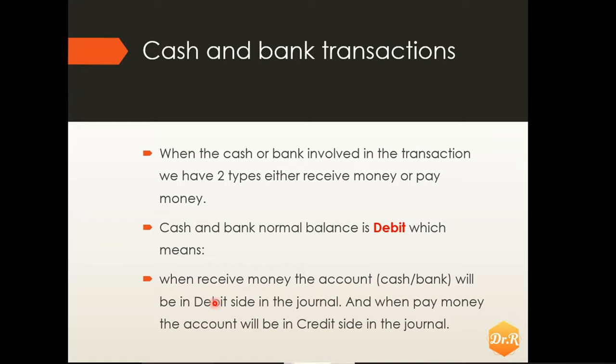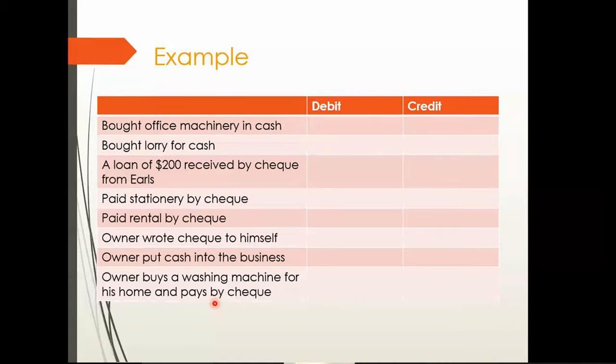Because cash and bank are assets. When we receive money, it means it's increased. When an asset increases, it goes to the debit side. When we pay money, they will decrease. So when an asset decreases, it will go to the credit side. So that's what we need to keep in mind.